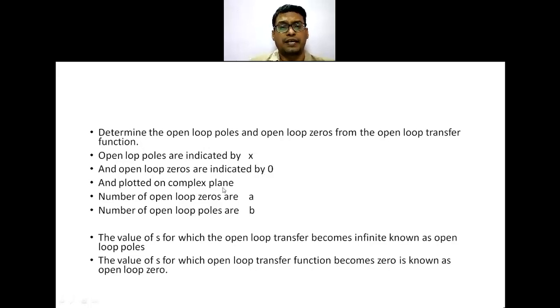Plotting a complex plane. Then you have to count the number of open loop zeros and open loop poles. A is the open loop zeros and B is the open loop poles.